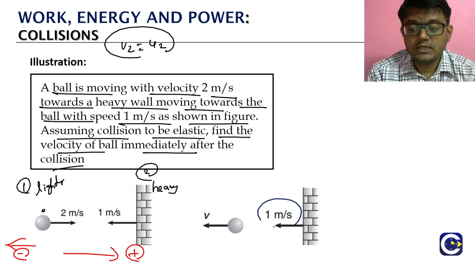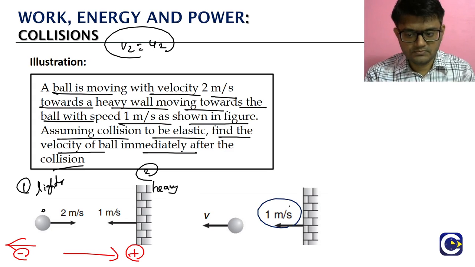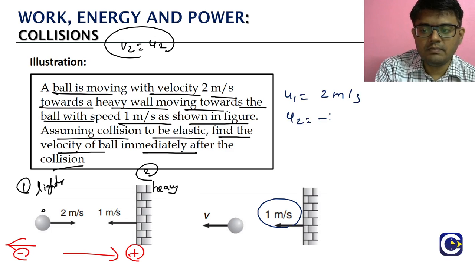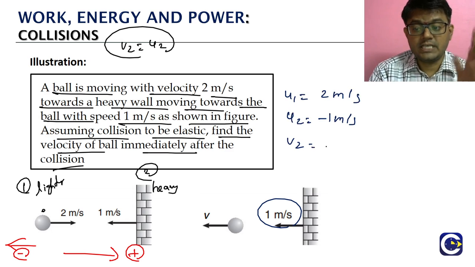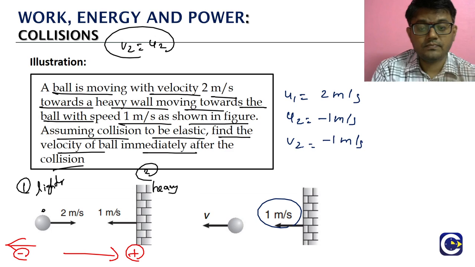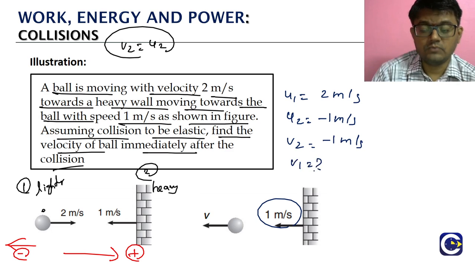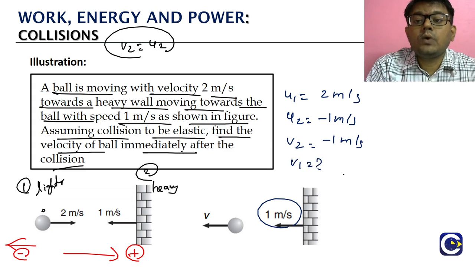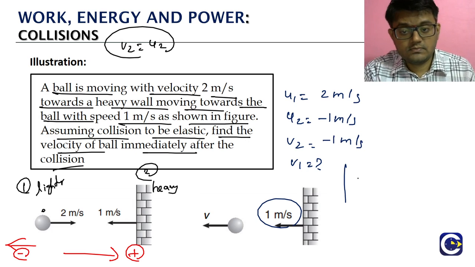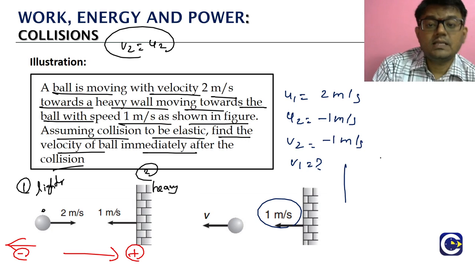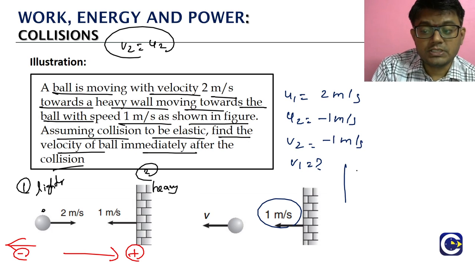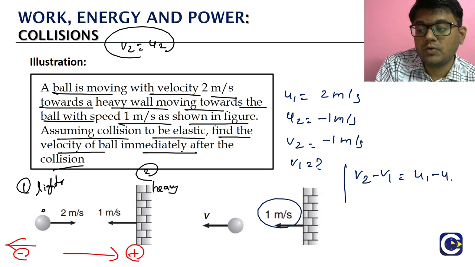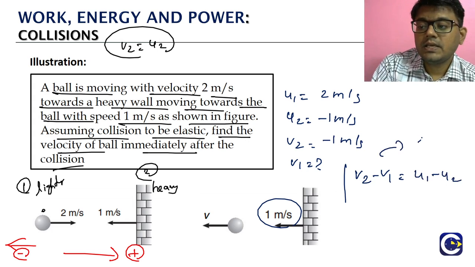How? Look at this, the heavy object's velocity does not change. So what do we have? u1 is equal to 2 meter per second. Okay, u2 is minus 1 meter per second. The heavy object's velocity does not change, which means v2 is equal to u2. What do we need? We need v1. This is a head-on perfectly elastic collision, which means the coefficient of restitution value is 1. What is the coefficient of restitution value? 1, which means the relative velocity of separation after the collision, which is v2 minus v1, will be equal to the relative velocity of approach, u1 minus u2. Because e is 1.